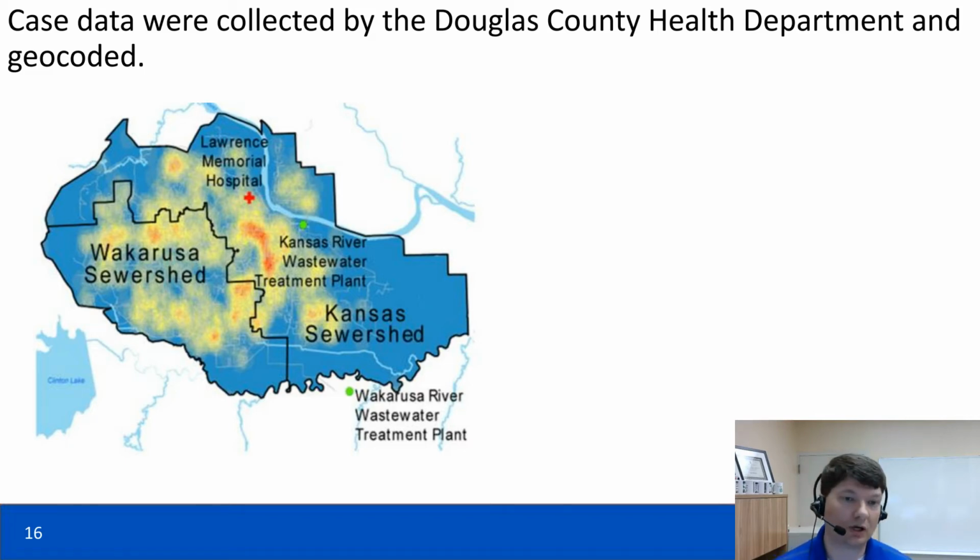And so the assumption here was largely that if an individual tested positive, they would be at their primary residence. And so that's what you have here, geocoded positive cases based on residence. And again, the blue would indicate 0 or very low COVID-19 cases. The red to orange would indicate high COVID-19 cases. And something to acknowledge as a limitation is that, so we assumed a primary residence, but again, Lawrence Memorial Hospital was located in the Kansas sewer shed. So if you had hospitalized individuals, they would likely be contributing to the Kansas sewer shed, even if they had, for example, been living in the Wakarusa sewer shed.